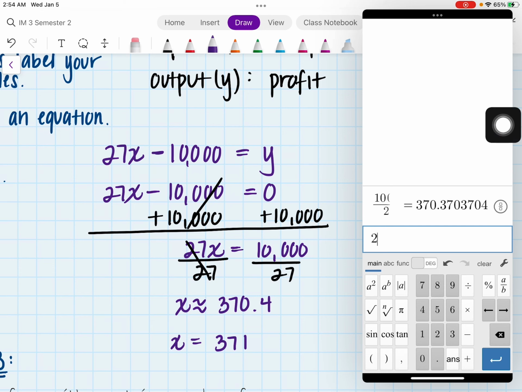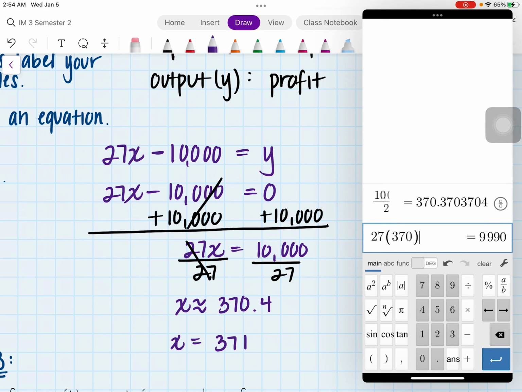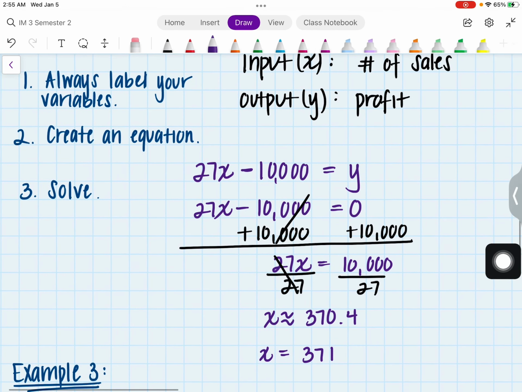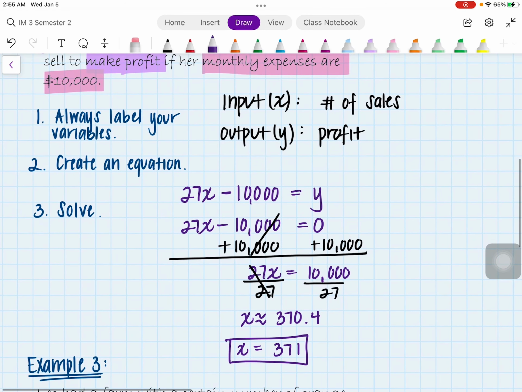And just to double check, guys, I do want to go ahead and input this in the calculator. Let's say I do 27 times 370 minus $10,000. In this case, I should be having a positive balance, but I actually have a negative balance. So if I actually change this to 371, I actually start getting a profit. So after I sell 371 computers, I should be seeing the profit. All right. So answer there, guys, is 371.